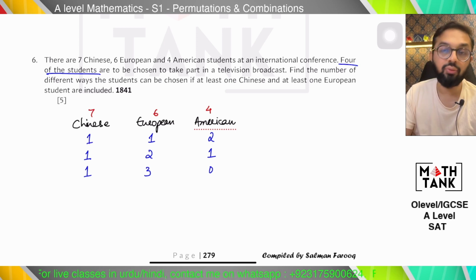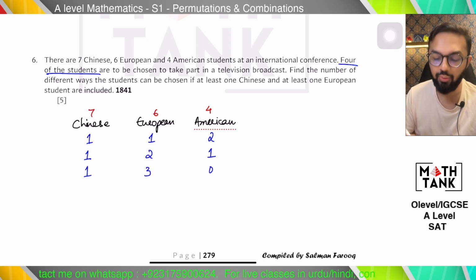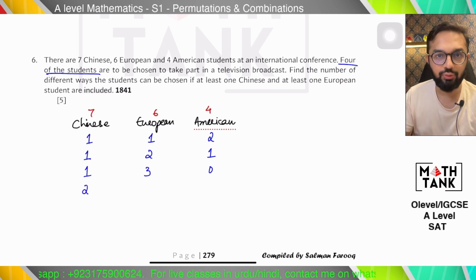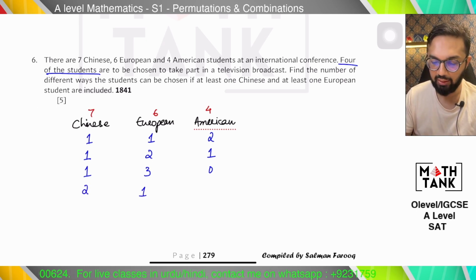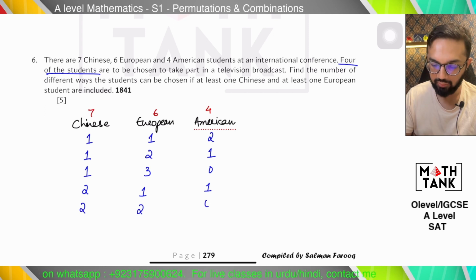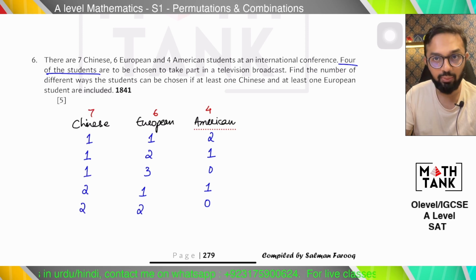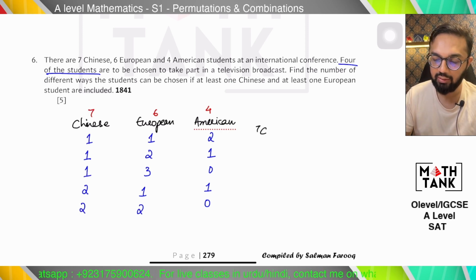Okay, Europeans are changing and Americans are changing. Americans don't have any restriction, but Europeans and Chinese do. Let's make the Chinese two. So two, one and one, two, two and zero. Okay, because I cannot make the Europeans less than one. So I have so many different cases now that I need to work out.